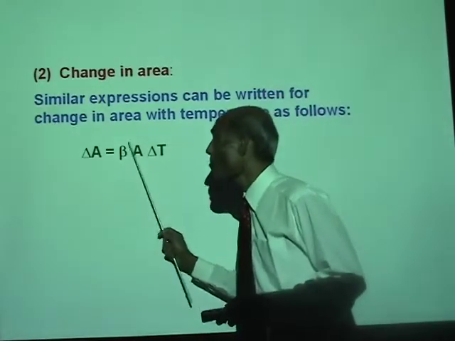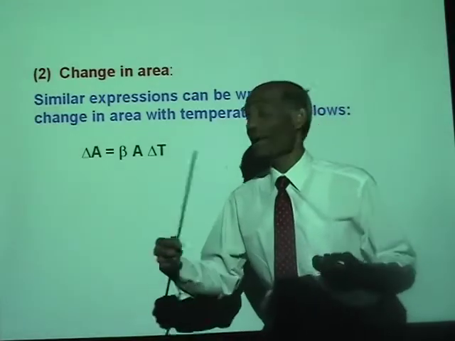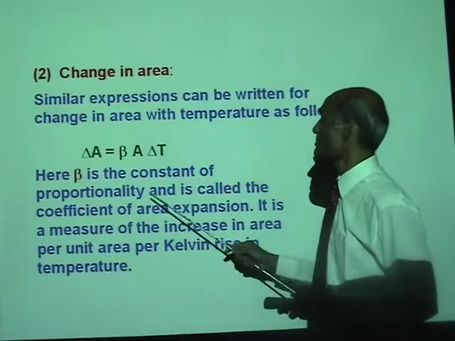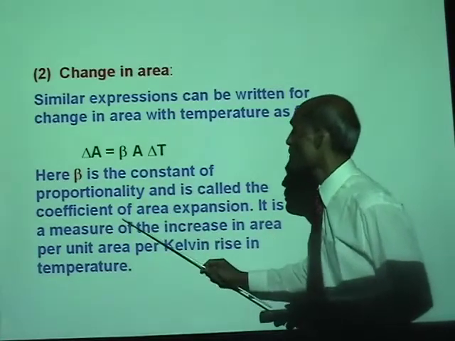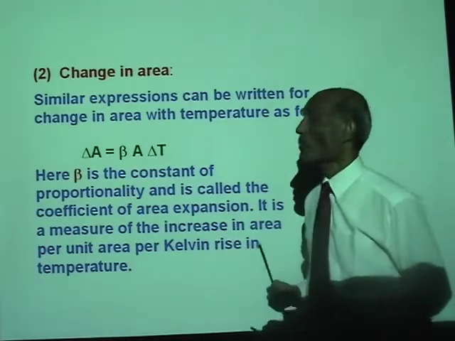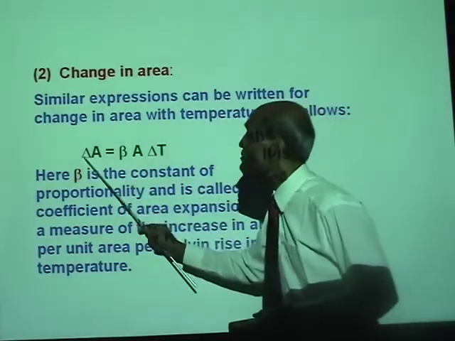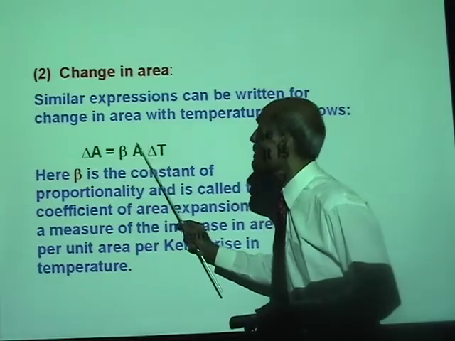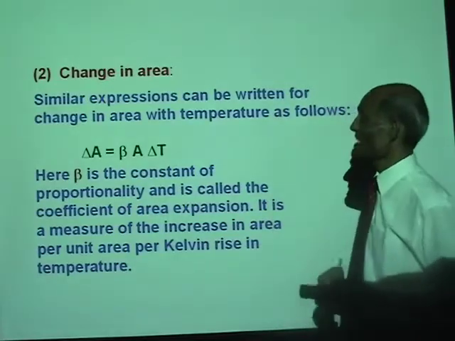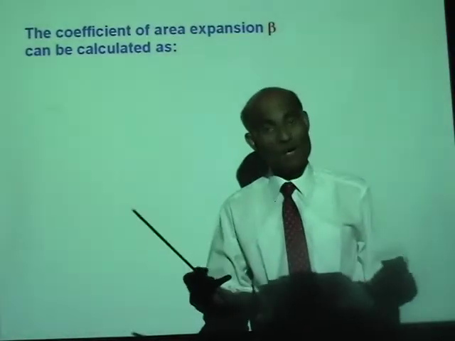What will you call that constant beta? It's the coefficient of area expansion. So beta is the constant of proportionality and is called the coefficient of area expansion. And what is it a measure of? It is a measure of the increase in area per unit area per Kelvin rise in temperature, and its unit also is per Kelvin.